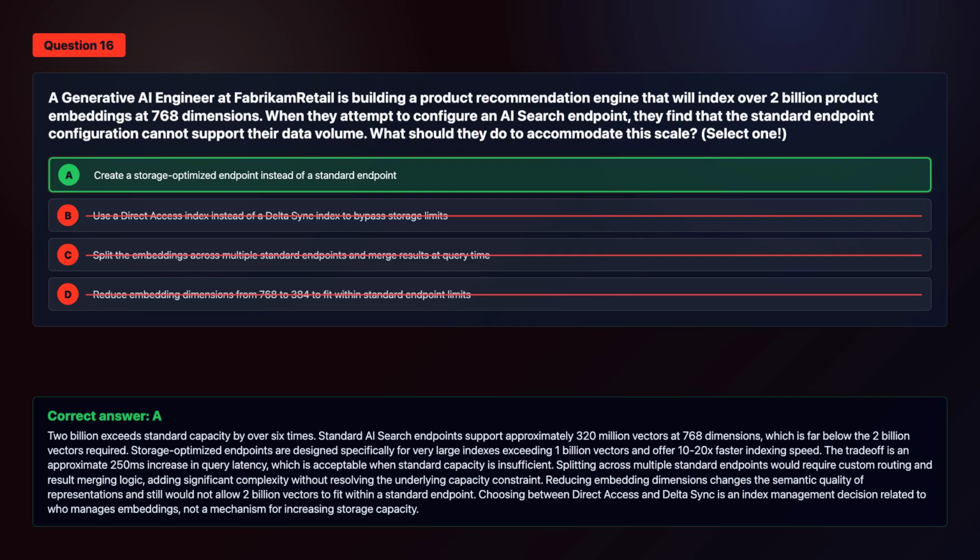Splitting across multiple standard endpoints would require custom routing and result merging logic, adding significant complexity without resolving the underlying capacity constraint. Reducing embedding dimensions changes the semantic quality of representations and still would not allow 2 billion vectors to fit within a standard endpoint. Choosing between direct access and delta sync is an index management decision related to who manages embeddings, not a mechanism for increasing storage capacity.